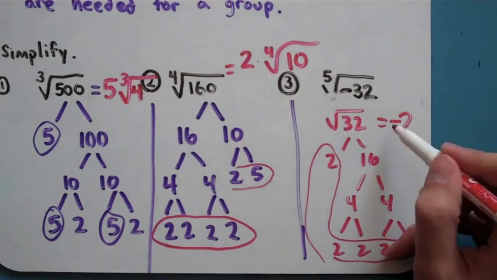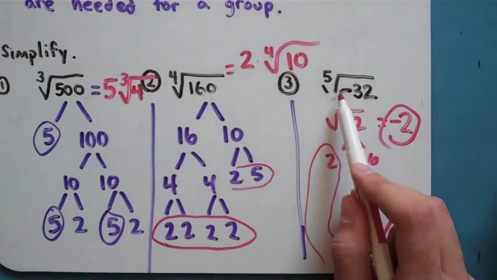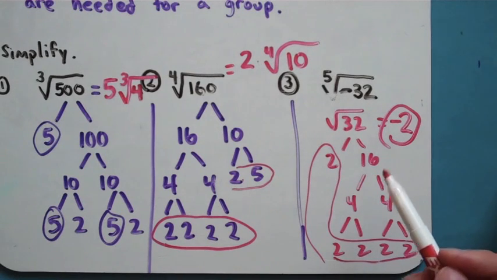And that will be my solution. So when you have your negative on the inside, if it's an odd index, it's not going to be imaginary. Just do the problem like normal and put a negative on the outside.